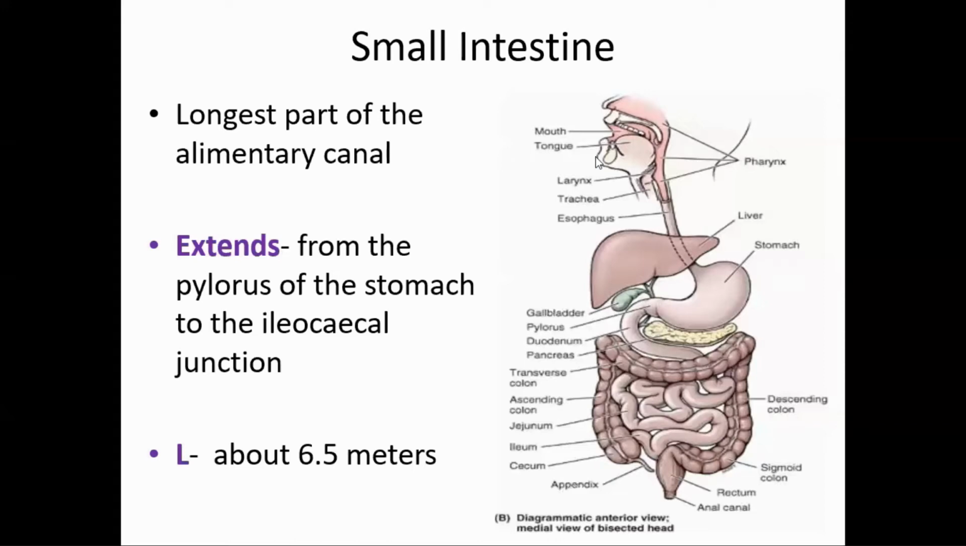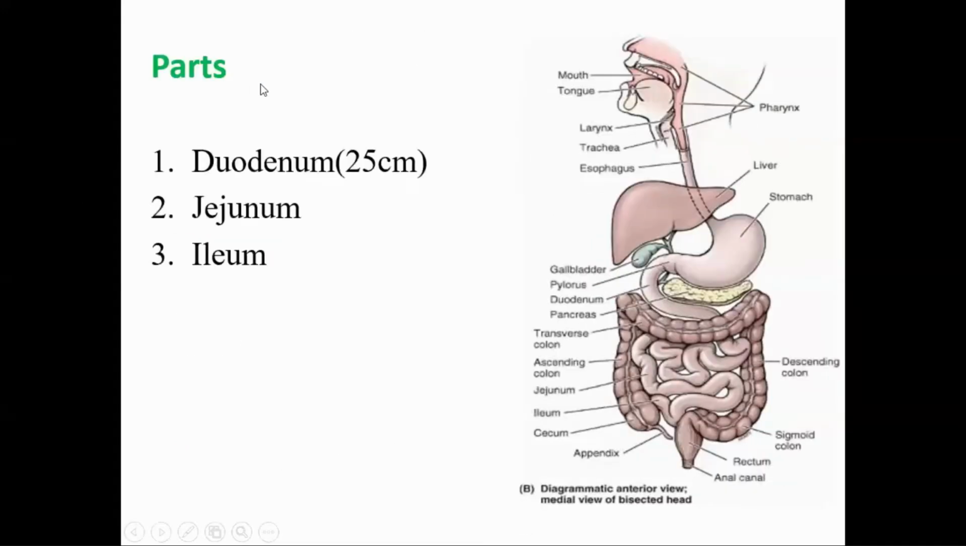Now the first part of the small intestine is the duodenum. This duodenum extends from the pyloric orifice to the duodenojejunal flexure. And the duodenum was discovered by Herophilus.